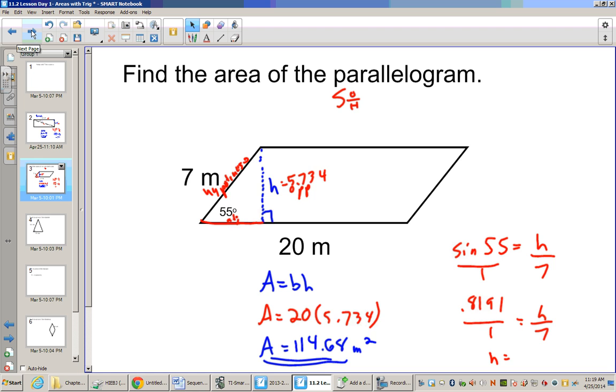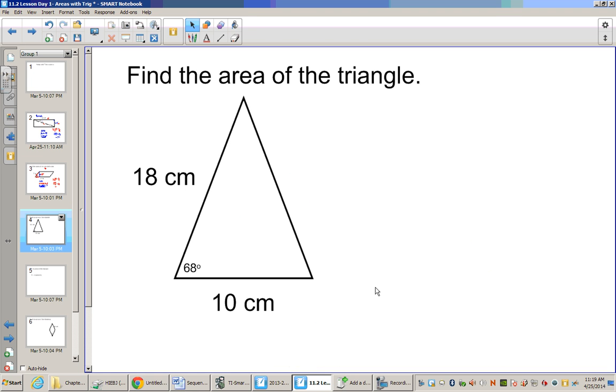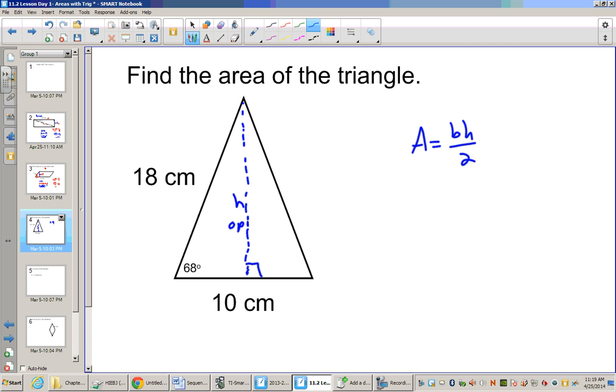All right, let's try one more for this section. Let's find the area of a triangle. Area of a triangle is base times height over 2. So I'm going to drop this down here. And I am going to take, this is my height, which is opposite, over 18, which is my hypotenuse. Opposite over hypotenuse is again a sine. Sine of 68 equals h over 18.